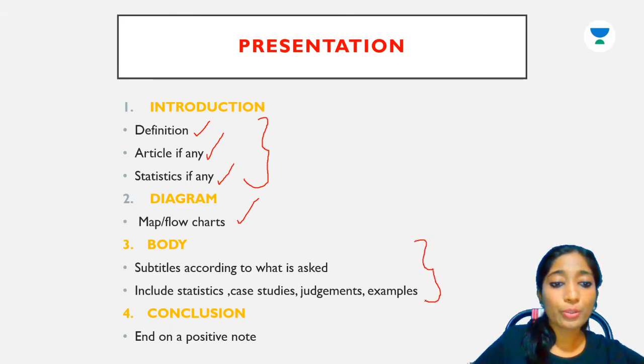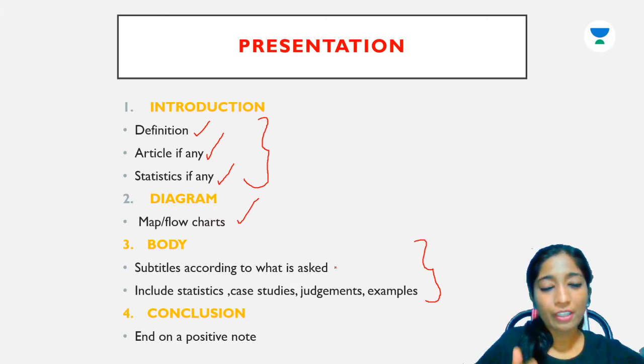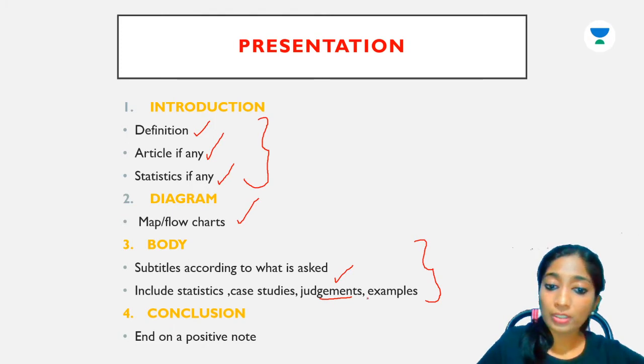In the body, you can divide the answer with subtitles according to what is being asked in the question. If in the question they have asked 3 parts, it means you should have 3 subtitles. And then you can even include statistics, case studies, judgments in the case of the polity paper, that is the GS2 paper, examples you can quote. Again you can come up with diagrams, like flow charts, or again an Indian map you can draw. So all these things you can include in your body part.